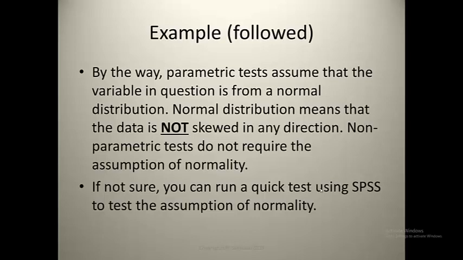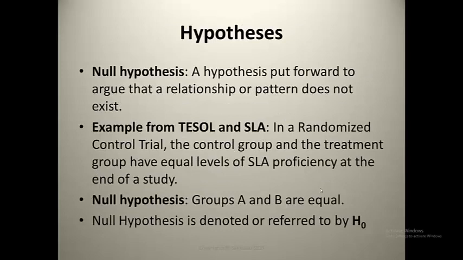Normal distribution means that the data is not skewed in any direction. Non-parametric tests do not require the assumption of normality. So if you have abnormal data sets, you will have to be using non-parametric tests. If you are not sure, you can run a quick test using SPSS to test the assumption of normality. Null hypothesis.